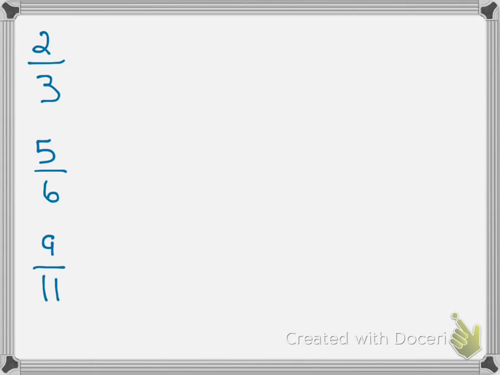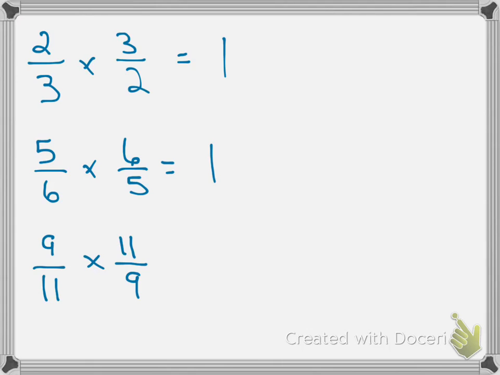The reciprocal is the flip or the opposite of the original fraction. So for 2/3, the reciprocal would be 3/2. For 5/6, what would my reciprocal be? 6/5. And do the third one. What would it be? 11/9. And basically, when I multiply a fraction by its reciprocal, my answer is always 1.